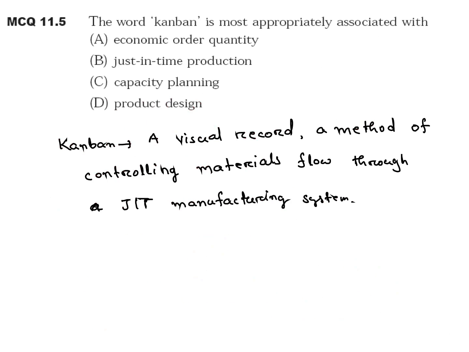This is also a GATE question. The word Kanban is most appropriately associated with A, economic order quantity, B, just in time production or JIT, C, capacity planning, D, product design. Kanban is a visual record, a method of controlling materials flow through JIT manufacturing, or just in time manufacturing. So B is the answer.